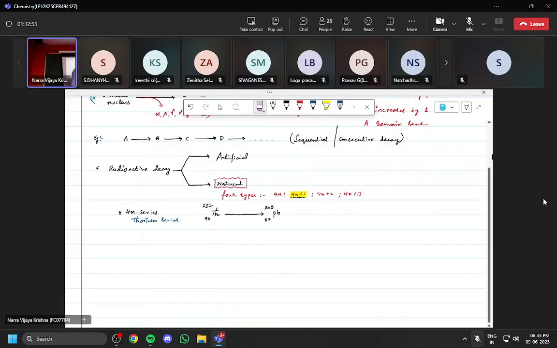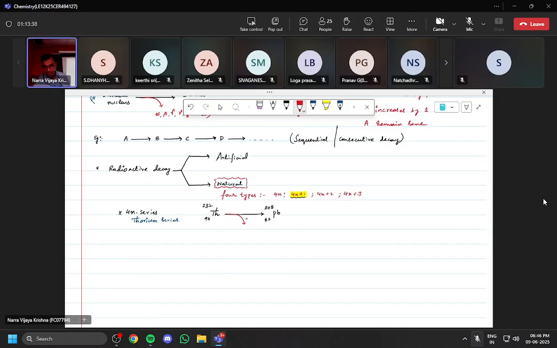Now see here. If thorium is converted to lead, how many alpha particles are emitted and how many beta particles are emitted? If an alpha particle is emitted, the mass number decreases by 4. So 232 minus 208, divided by 4. How much? 6 alpha particles emitted.